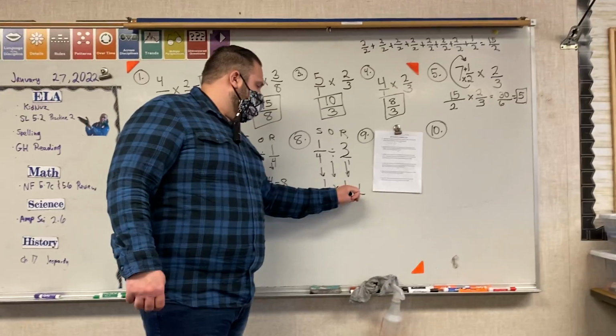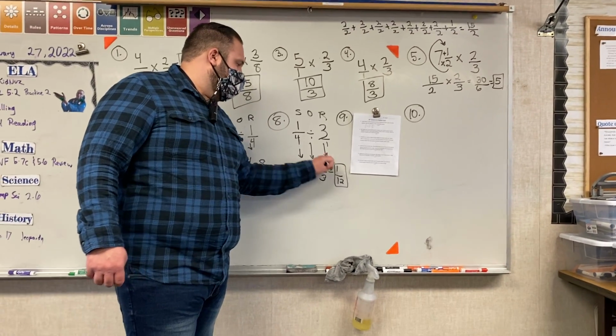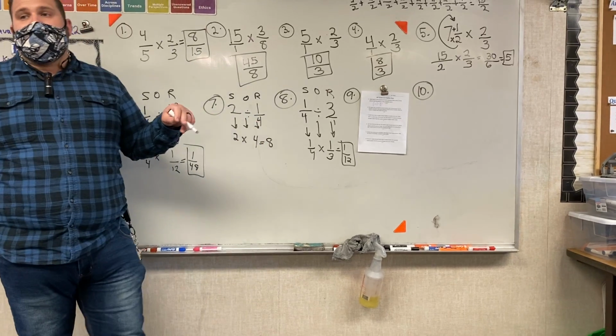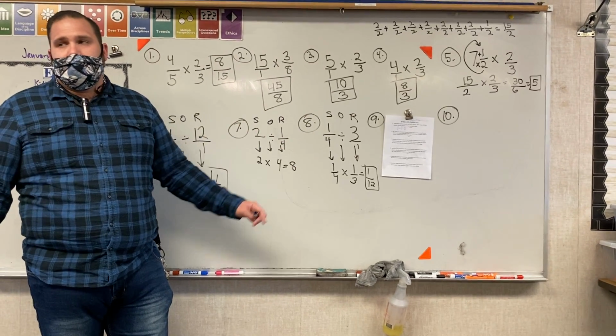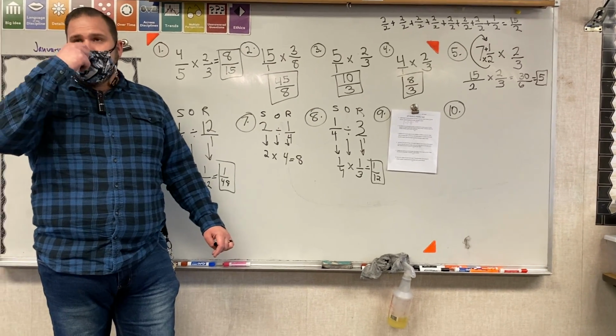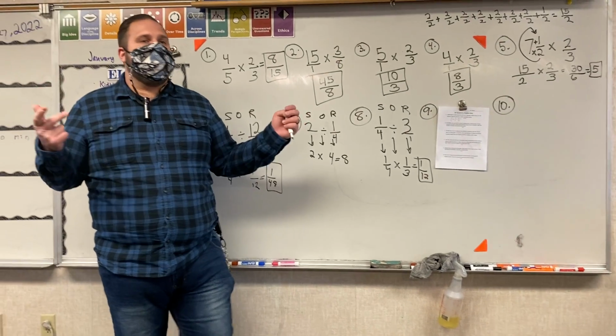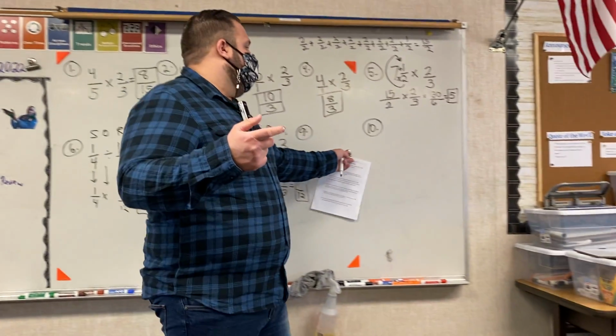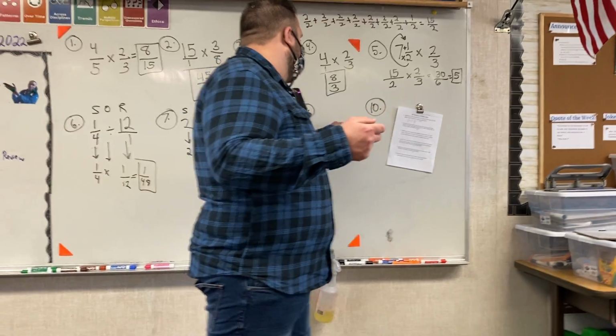1 times 1 is 1, 4 times 3 is 12, 1 over 12 is your final answer. Guys, any questions on this? This is the time to ask. I think the biggest problem we had is we didn't know if we were dividing or multiplying, and a lot of us struggled with that. So you've got to really look at it carefully.